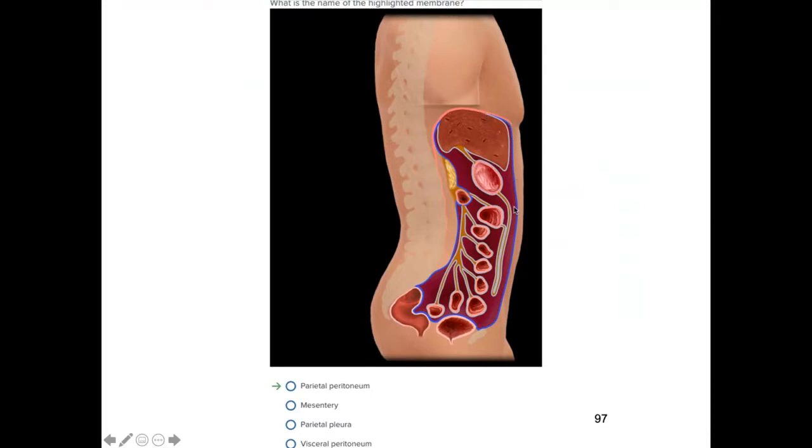So here, they want to know what this blue layer is that is surrounding the periphery of that. And they're giving visceral peritoneum or parietal peritoneum. What's lining the cavity of it is the parietal. If it was inside here, that would be visceral. But this is all the way in the outer chamber.